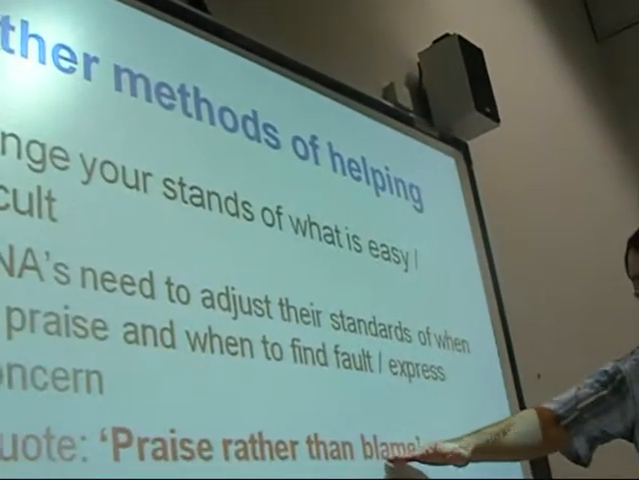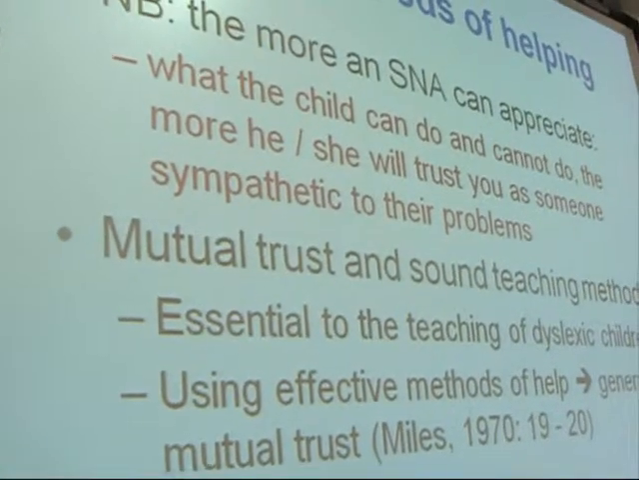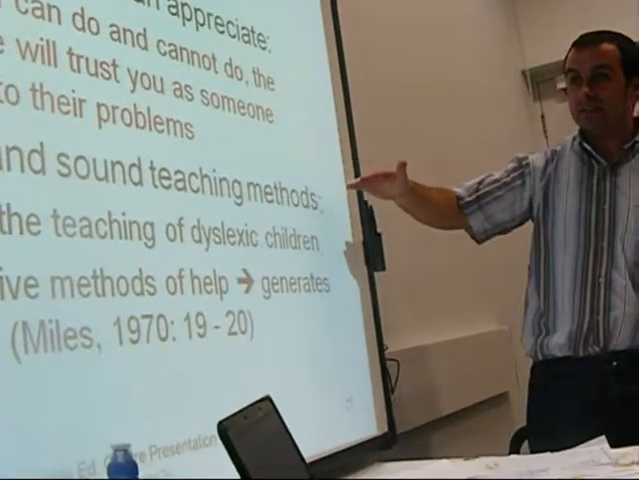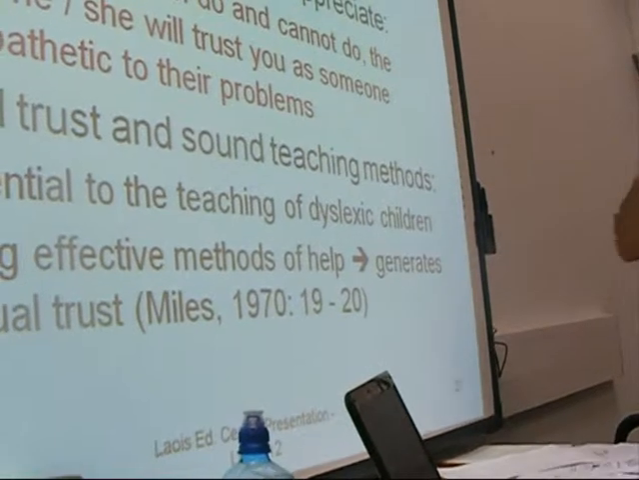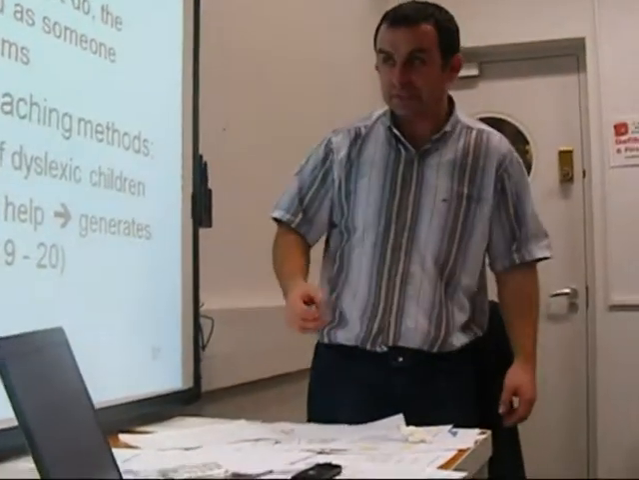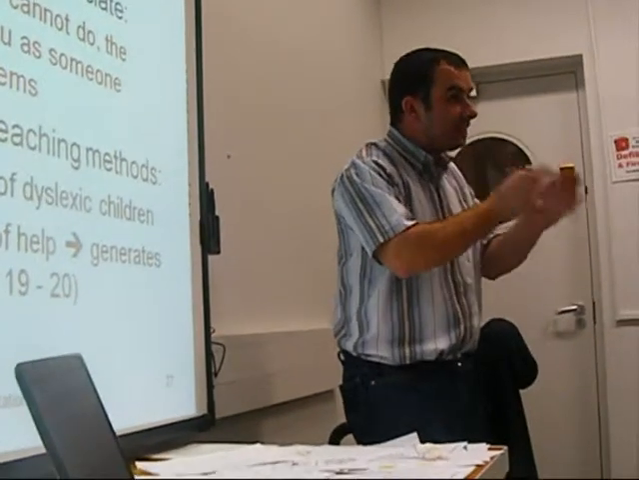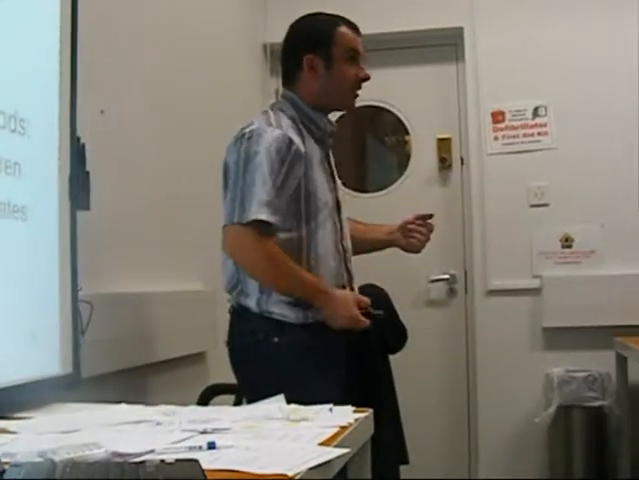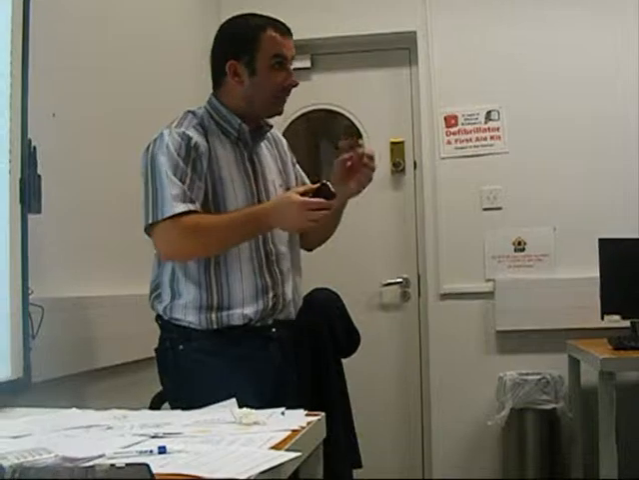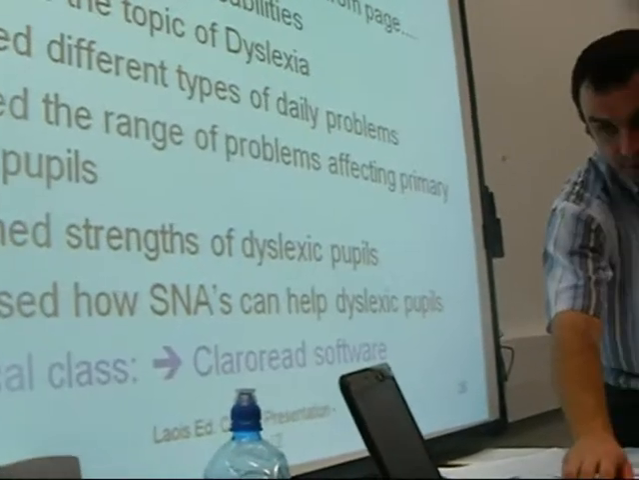Okay, so really the other methods of helping are in terms of just praising the child rather than blaming them for their problems. It's very important to remember to always appreciate what the child can do as well as what they can't, and the more he or she will trust you as somebody sympathetic to their problems. And again, it's about building their character and their confidence as well. Mutual trust and sound teaching methods. The simpler your ideas are, the better. Like using the voice recorder on the mobile phone, alternatively using the sound recorder on the computer or the iPad, doing something simple but making it effective. Like what I've just said, using effective methods of help generates mutual trust.